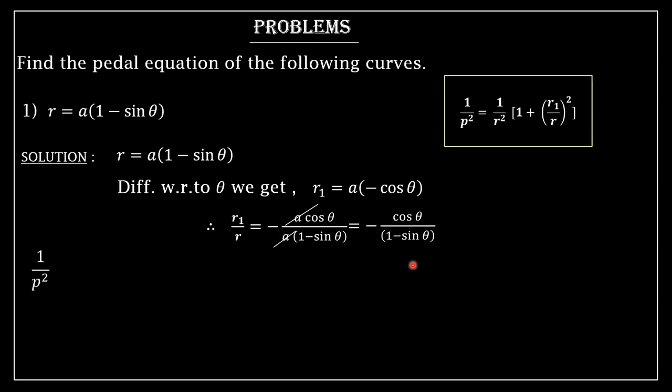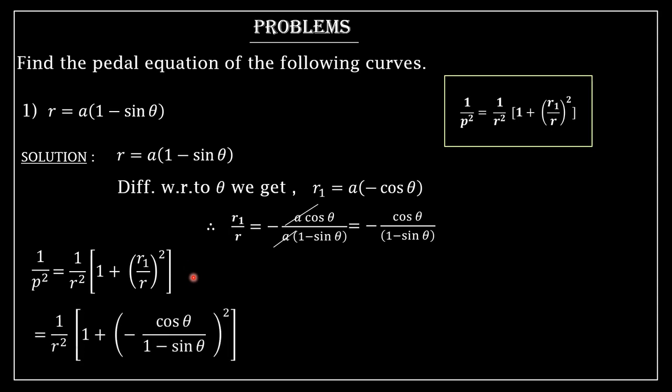Now let me use this ratio in the expression 1 by p square is equal to 1 by r square into 1 plus r1 by r whole square. Substituting r1 by r, the equation reduces to 1 by r square into 1 plus minus cos theta divided by 1 minus sin theta whole square. Just remember, students, what is a pedal equation? A pedal equation is an equation containing only p and r, isn't it? But observe the equation, it consists of the variable theta, right? You have to somehow eliminate the variable theta using the given equation. So let me simplify the equation so that I can use the given curve and eliminate theta.